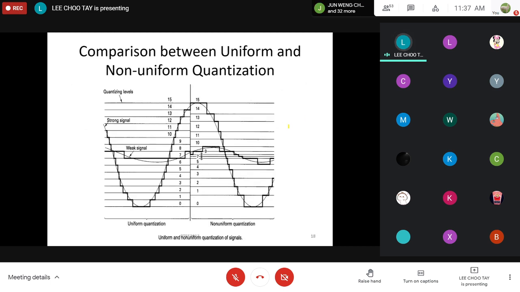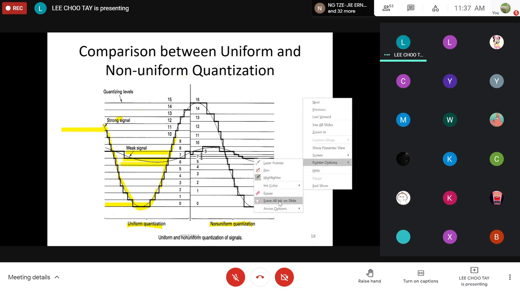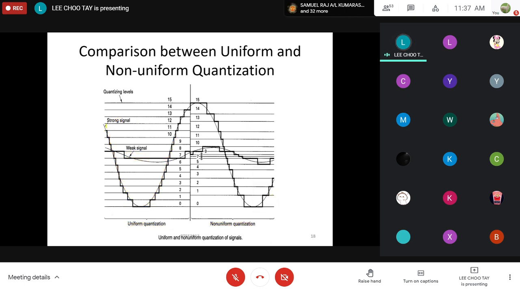Okay, this slide shows you the comparison between uniform and non-uniform quantization. The left-hand side is uniform quantization. The right-hand side is non-uniform quantization. We have the same signal here, with two types of signal. This one is your strong signal. For the strong signal, you can see that the representation of the quantized signal is pretty good because they are using the same quantization interval. The quantized signal represents the strong signal quite well.